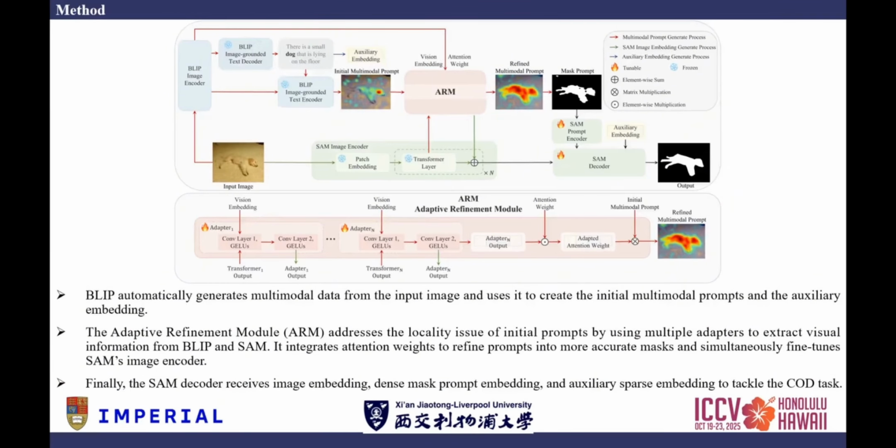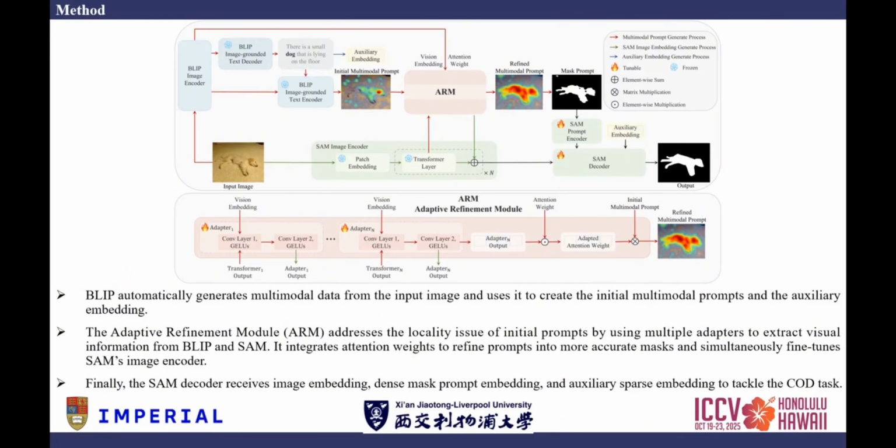Next, let me walk you through our method. First, BLIP takes the input image and automatically generates multimodal information. From this, it creates the initial prompts as well as an auxiliary embedding.